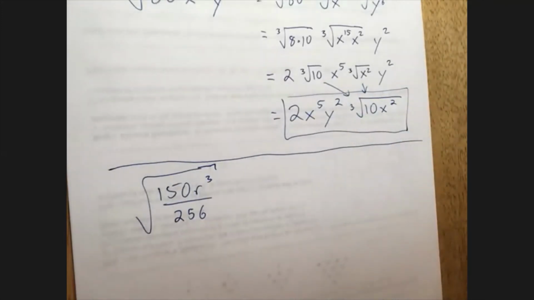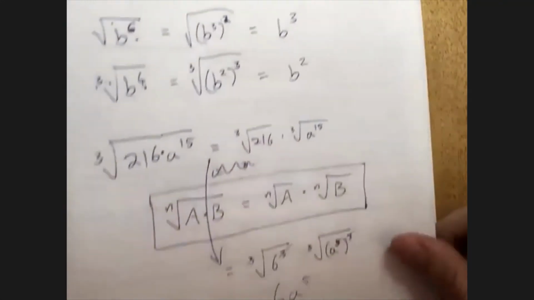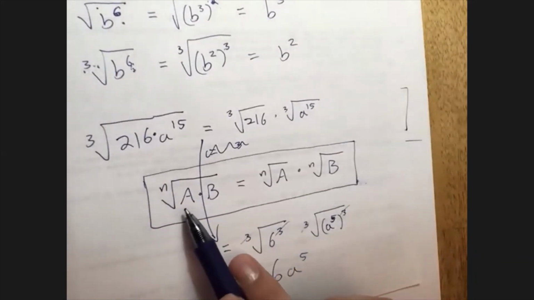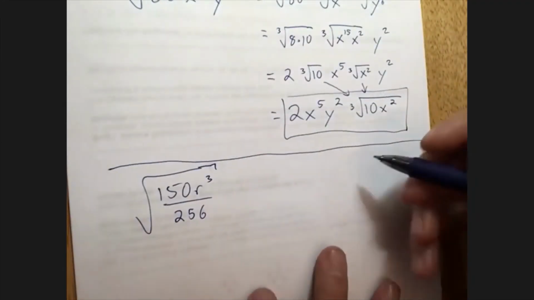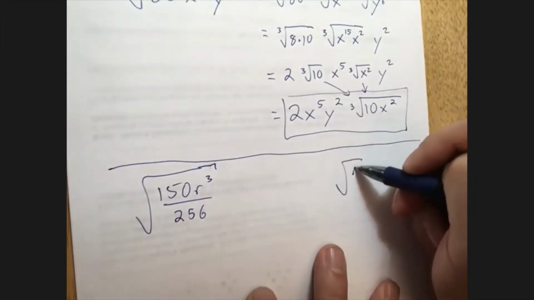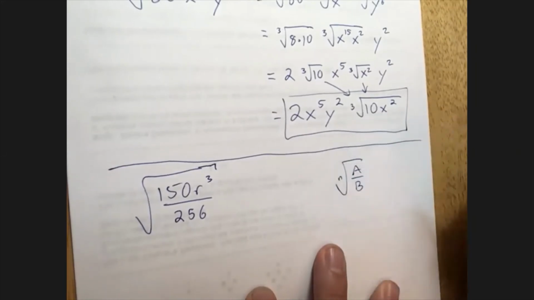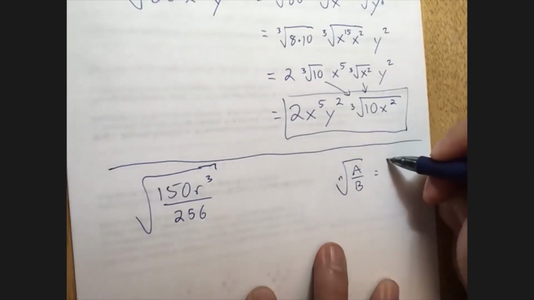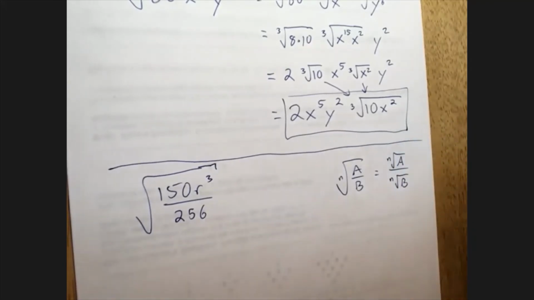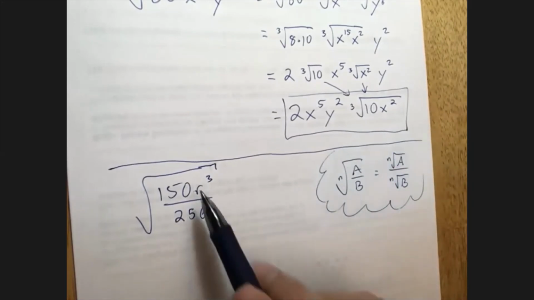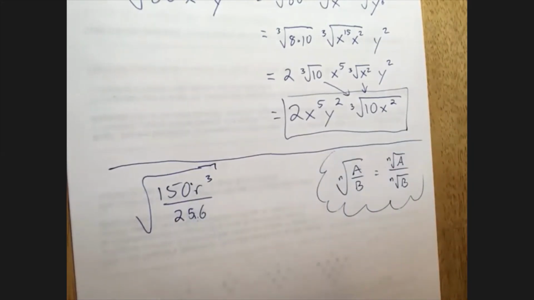Well, just like we had that property for multiplication, we also have a property for division. So this property right here, the root of a times b is root a times root b. Same thing for division, works exactly the same way. So the property there is root a over b, it could be any root, the nth root, is the nth root of a divided by the nth root of b. And that's really great. That means that we can do these roots separately, right?